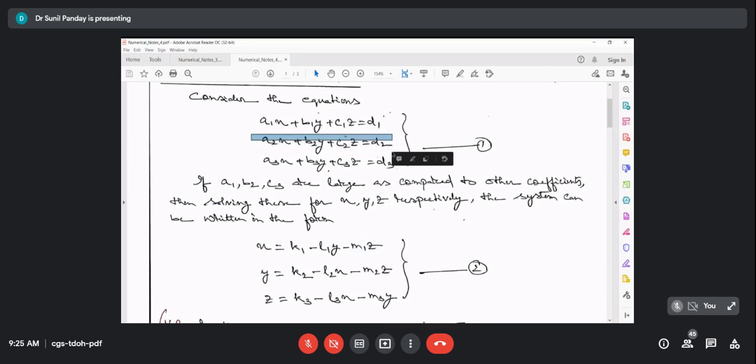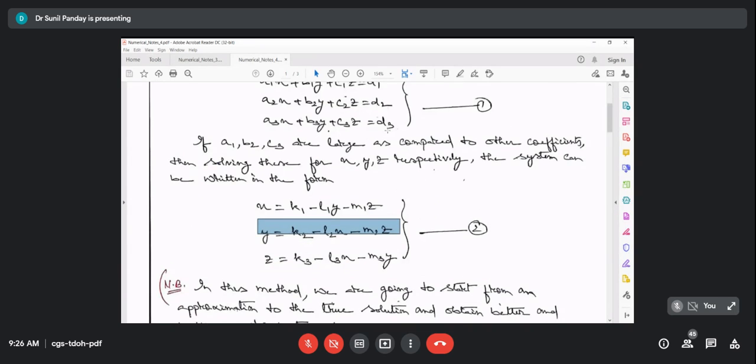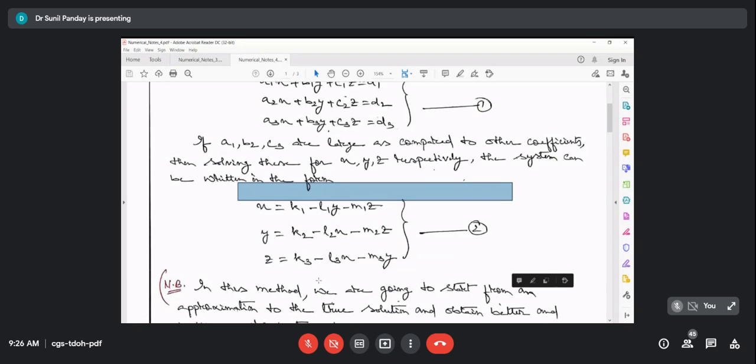Now in equation 2, we will divide this equation by b2 and keep y on the left side and other terms to the right side, and again rename the coefficients, like k2 is d2 by b2, l2 is a2 by b2, like this. Similarly, we divide equation 3 by c3 and then keep z on the left side and take other terms to the right and then rename the coefficients. So we have equation 2 after this procedure.